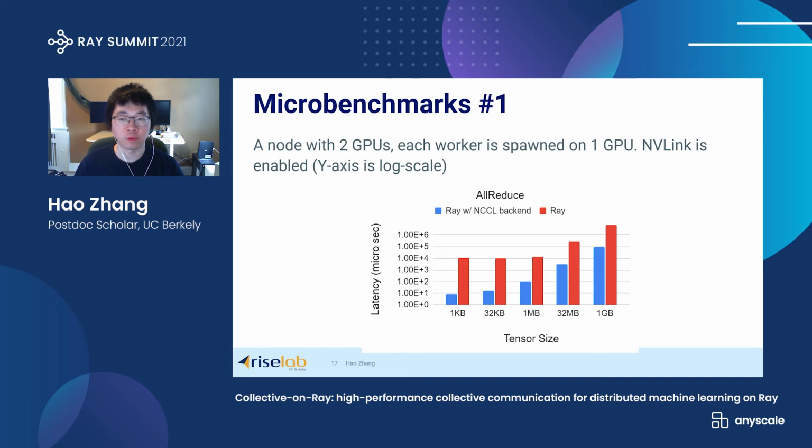How do collective primitives perform compared to Ray RPC-based communication? Here we provide two microbenchmarks. A more comprehensive performance report can be found in the official documentation.